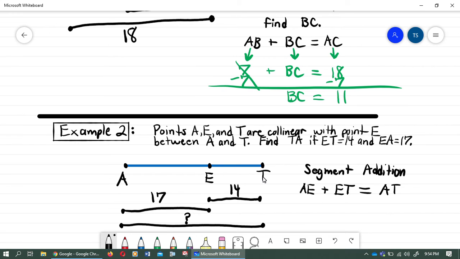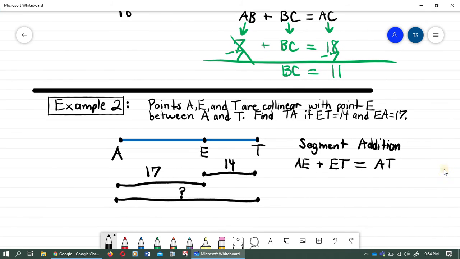All right, so guys, that's the way that I'd like for you to show your work, or at least start by showing your work. Start off by writing out that segment addition, right? So start off by doing that.